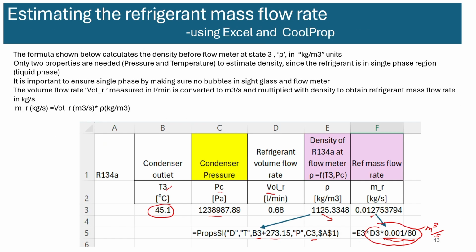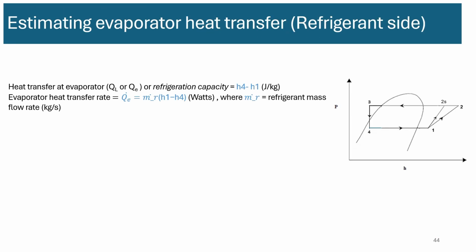Okay, all right. Now estimating the actual heat transfer at the refrigerant side. So basically, if you are looking only at the refrigerant, how much is the heat gained by the refrigerant from 4 to 1, right? From 4 to 1, how much is the heat gained by the refrigerant from the water, right?